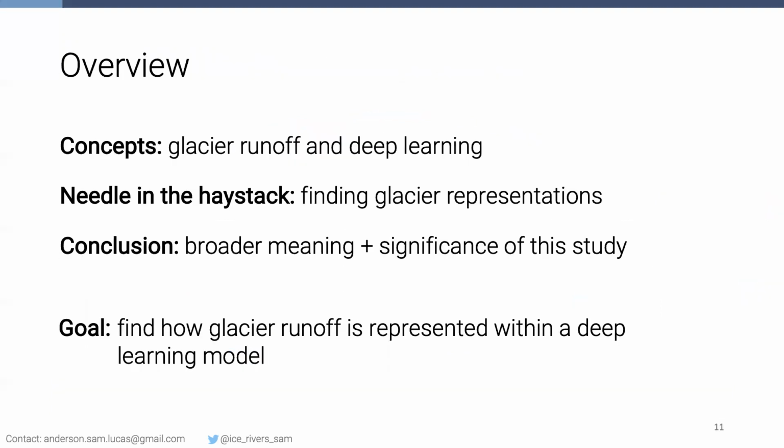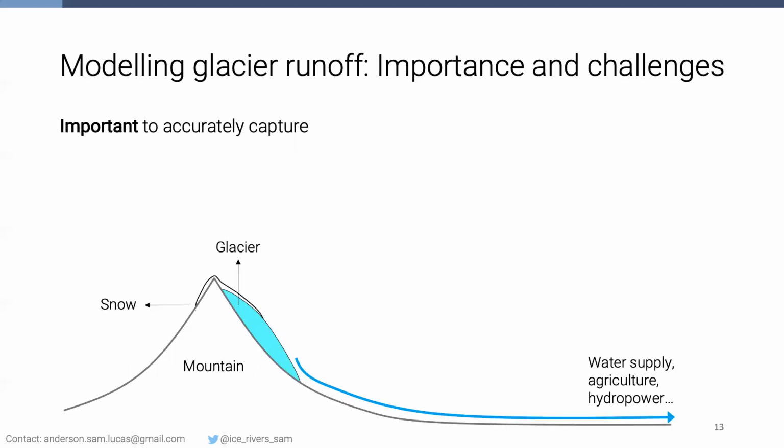In this talk, I'll do three things. First, I'll briefly discuss the concepts of both glacier runoff and deep learning in hydrology. Then I'll show how we find representations of glacier runoff within deep learning models. And finally, I'll zoom out to give the broader meaning and significance of this study. The overall goal here is to find how glacier runoff is represented within a deep learning model. We'll start now by getting into glacier runoff and deep learning.